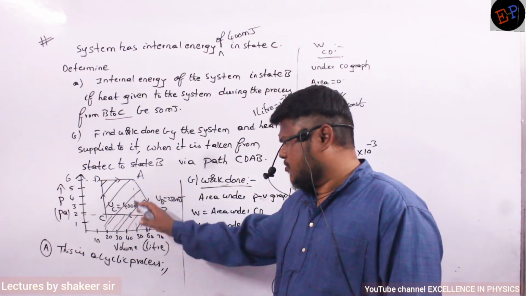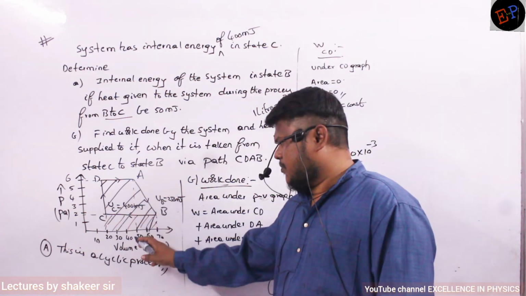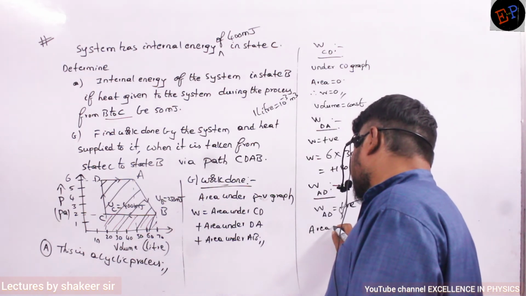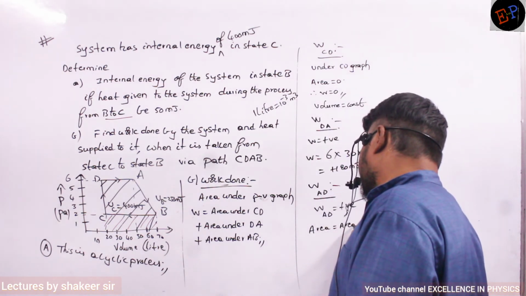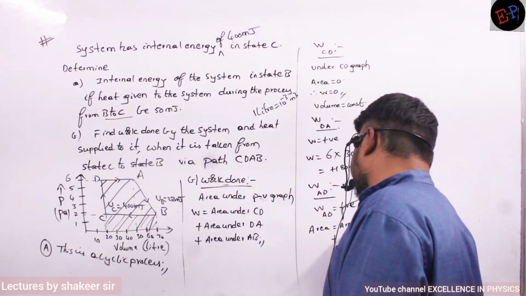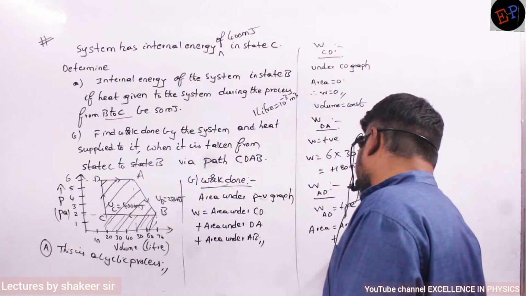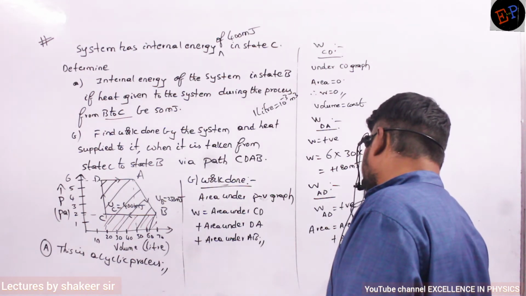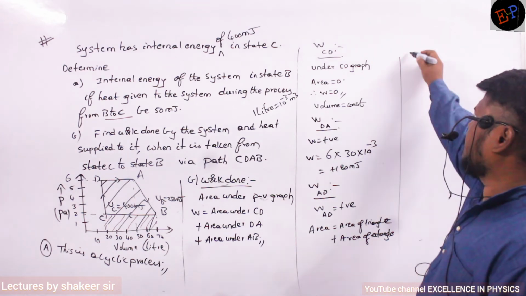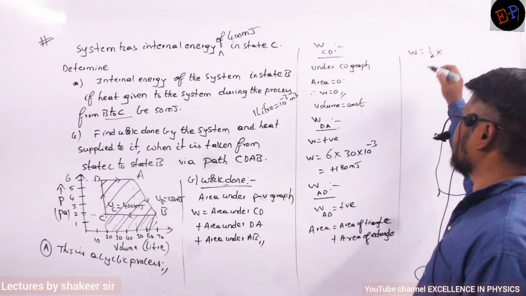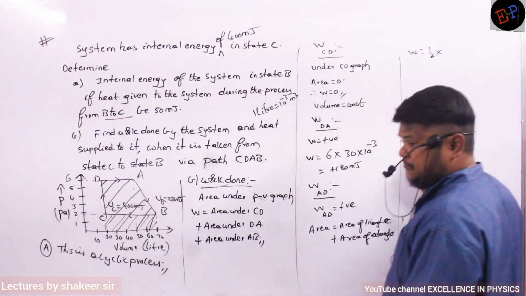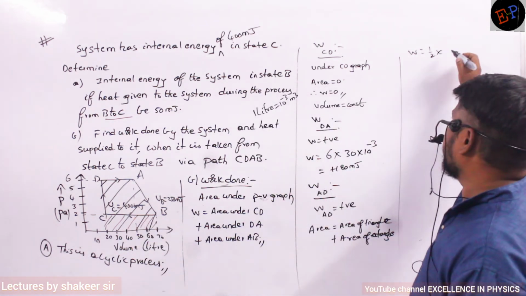Calculate the area. See, up to here it is a triangle, no? And from here it is a rectangle. So what is the total area? Area is nothing but area of triangle plus area of rectangle. Total area I have to take, no? So what is the area of the triangle? Half base into height. What is the base of this triangle? 70 minus 50 is 20.